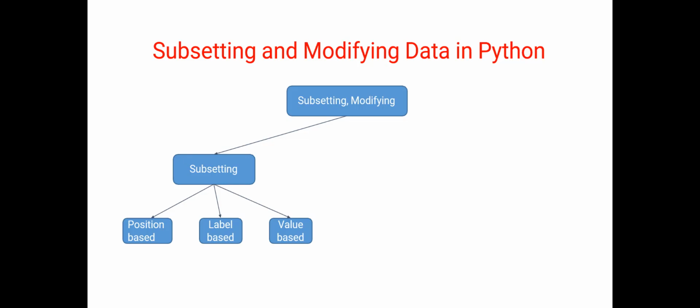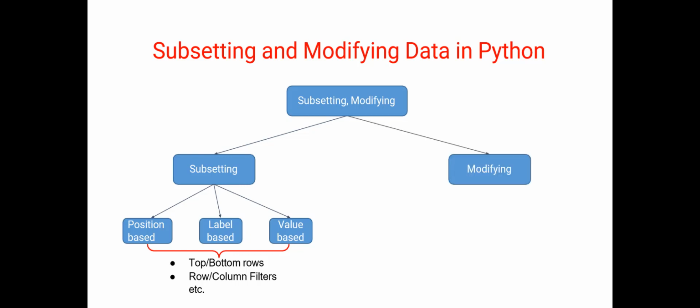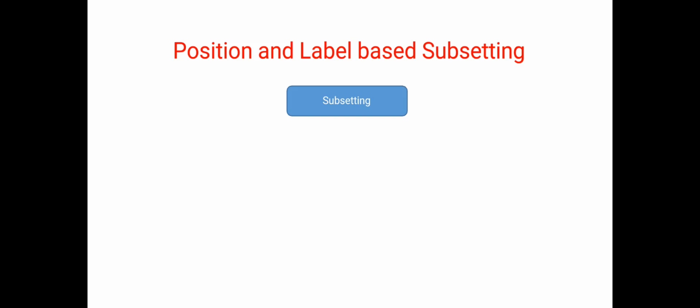To implement all of these techniques, we will learn to do a couple of things. First of all, how to access top or bottom rows of the data frame, then how to set row or column filters, and much more. After that, we will learn about modifying the data, in which we will cover things like how to fill missing values in your data frame, manipulating values at either the row level or column level based on certain conditions, and so on.